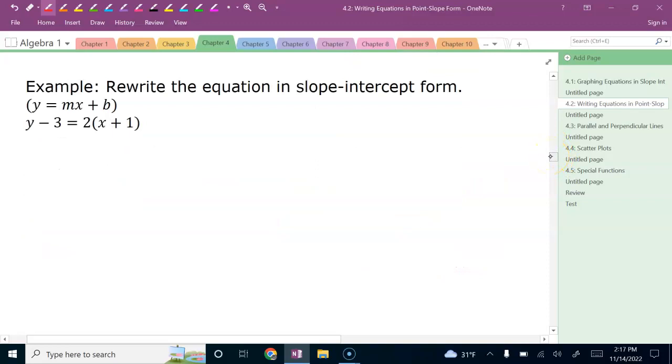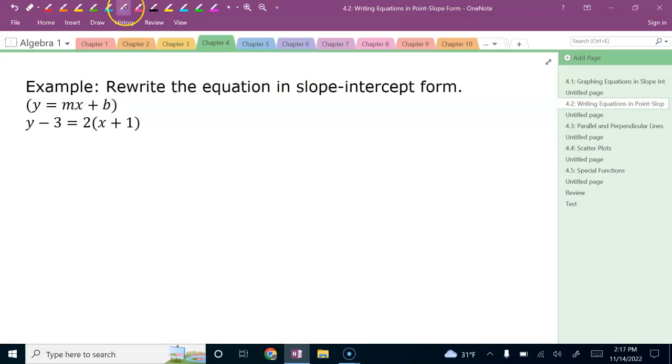Now, this next example is going to give us something that's in point-slope form, but they want you to rewrite it so that it's in slope-intercept form. So they want you to change it so that it's in that y equals mx plus b. Basically, what you're doing on a problem like this one is you're solving for the y. You're trying to get y by itself.